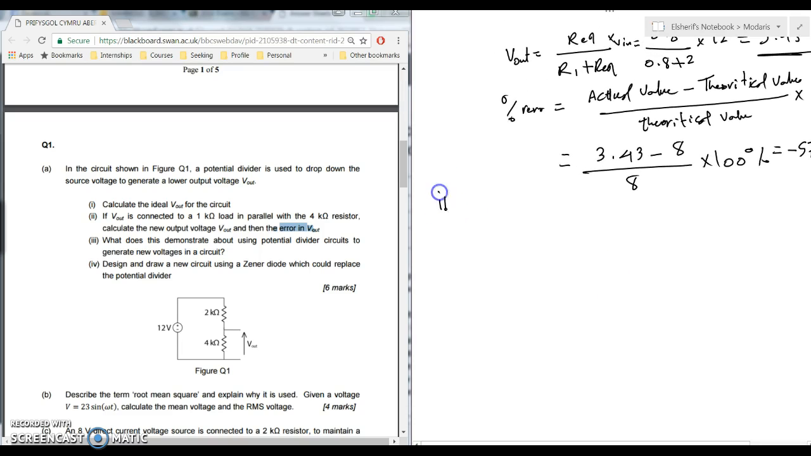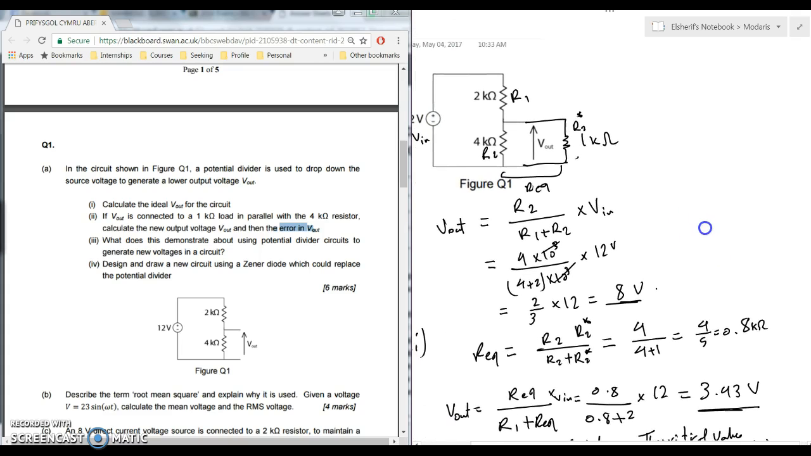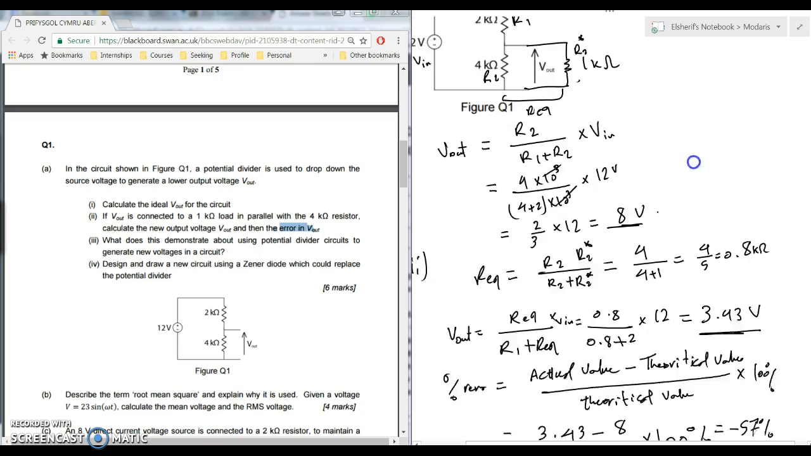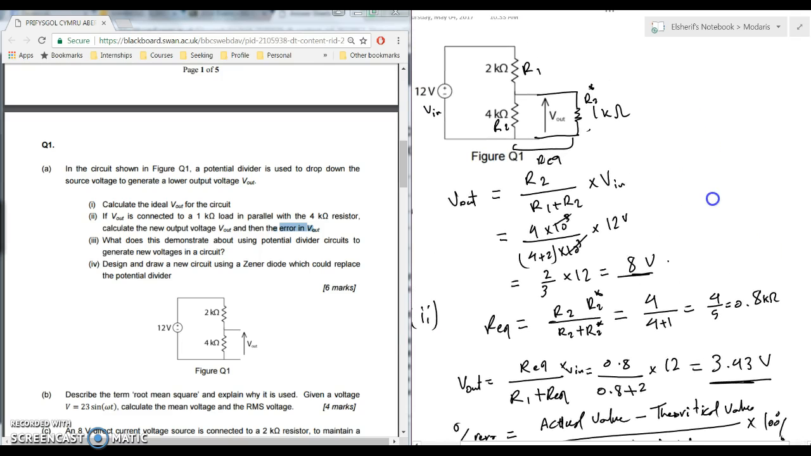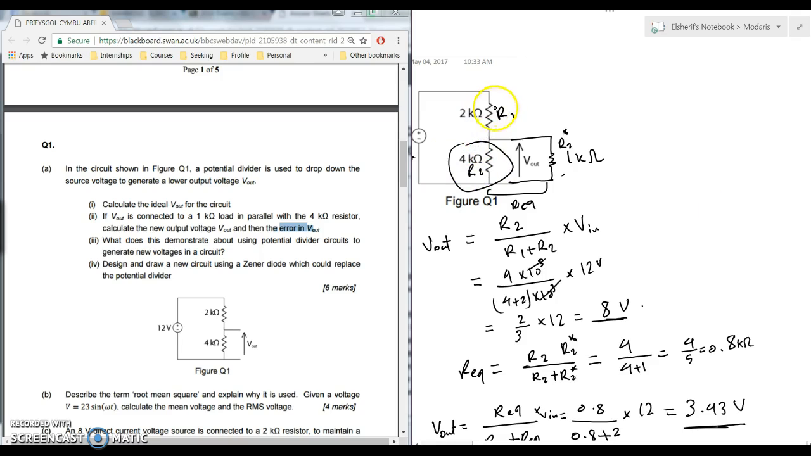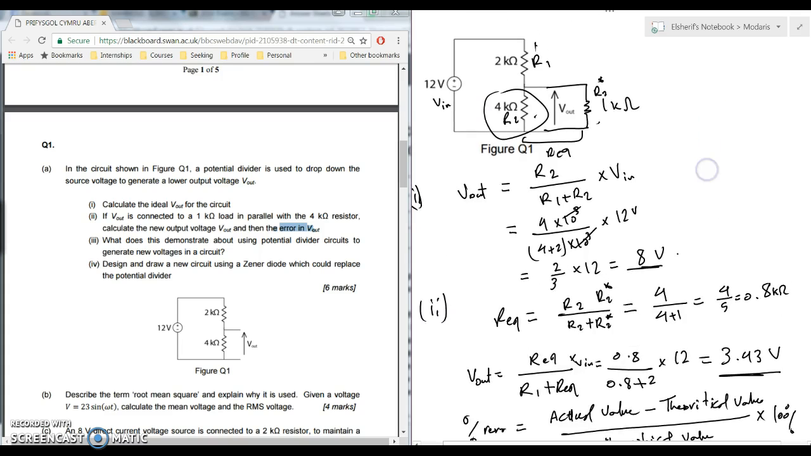The third part is, what does this demonstrate? The load voltage was close to 4. When you added the 1 kilo ohm resistance in parallel with the 4, it reduced the resistance from 4 to 0.8. Since this is a ratio, 0.8 over the sum of both resistors is much less than 4 over the sum of the two resistors. Therefore, the voltage output will drop.